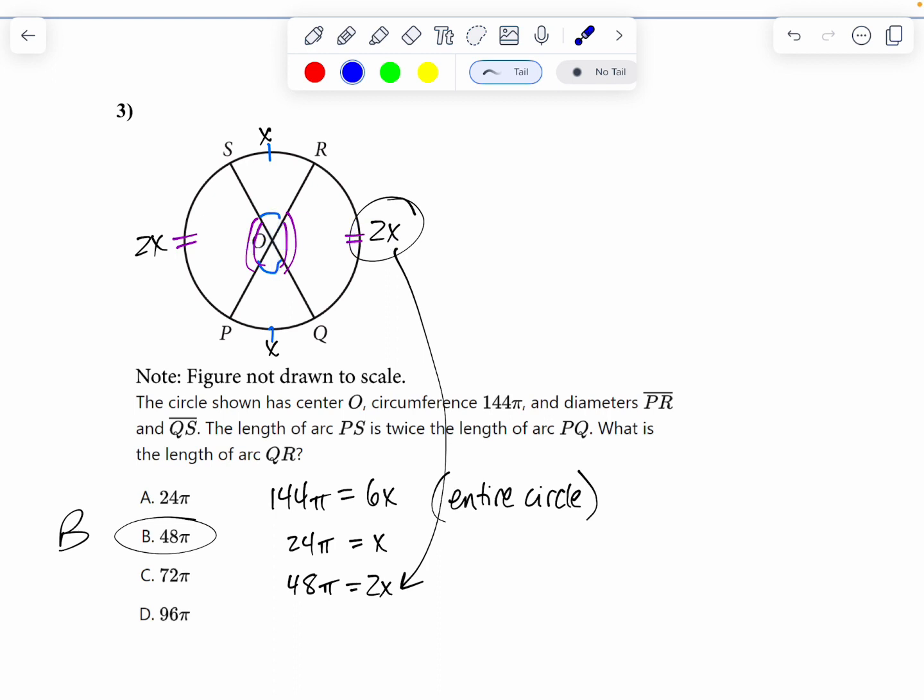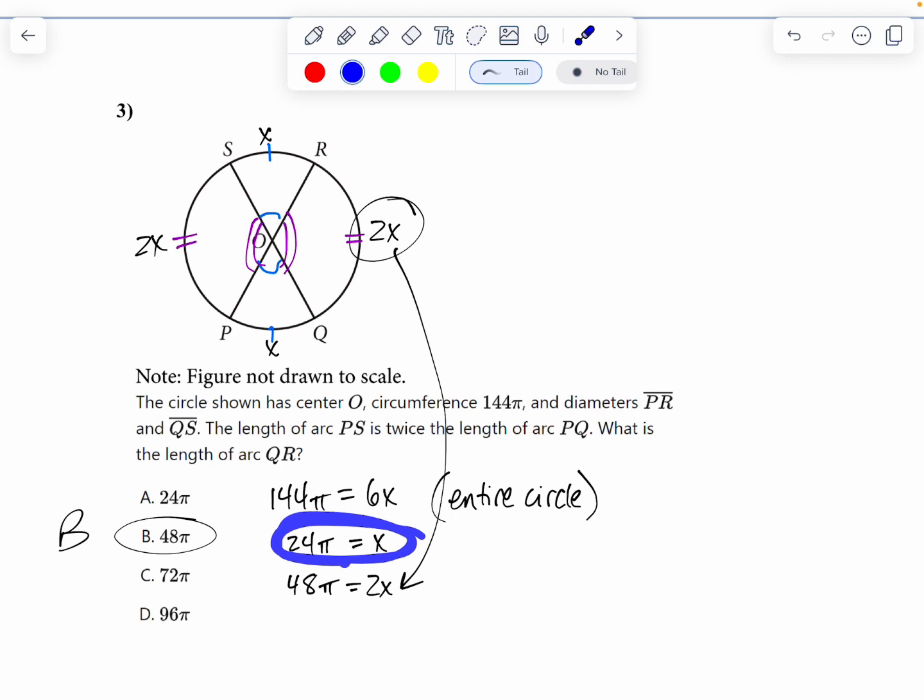Okay, so I've got this whole circle labeled, and it asks what is the length of arc QR. So how long is this thing? Well, if we know the entire circumference, then we can multiply it by the fraction that this is, which happens to be 2 out of 6. But another way we could think about this is I first solved for x. I took my entire circumference, which is this, and I have all my x's here, so I added up x plus 2x plus x plus 2x, which gives me 6x. So I can solve for x.